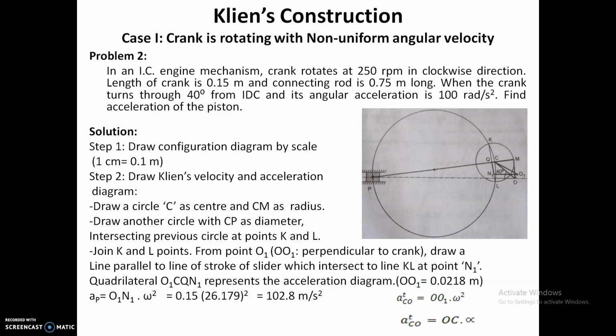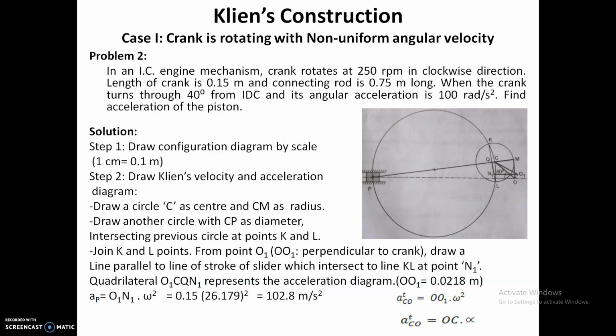So up to this one it is the same, but here the crank is rotating with non-uniform angular velocity. When there is a non-uniform angular velocity, the velocity of the crank varies, which means acceleration comes into the picture, and that's why in the problem the angular acceleration is given as 100 rad per second square. This problem is based on case number 2, where the crank is rotating with non-uniform angular velocity.